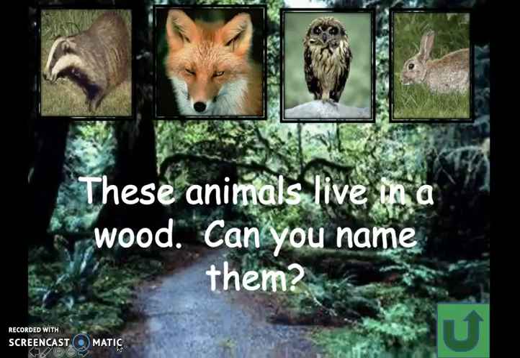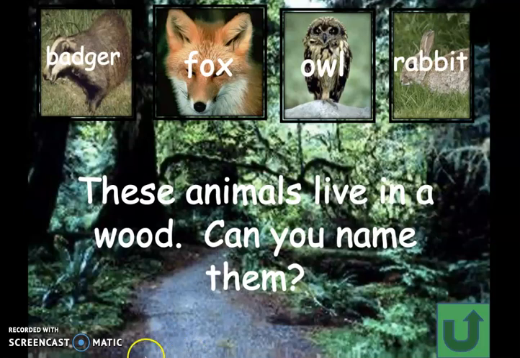Time to move on. These are animals that can be found in a wood. So this is the habitat of a woodland, and we have the badger. We have the fox again. So the fox can be found in woods. It can also be found in hedges. We have the owl, and we have the rabbit. Again, wild rabbit can be found in woodland.